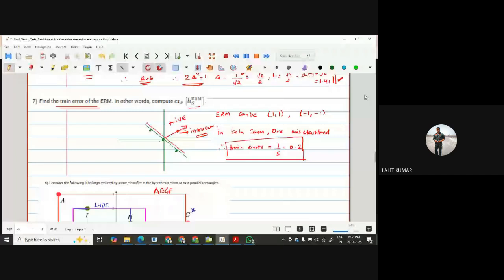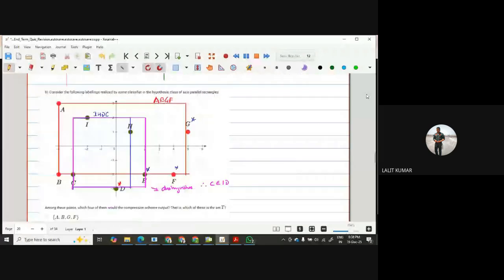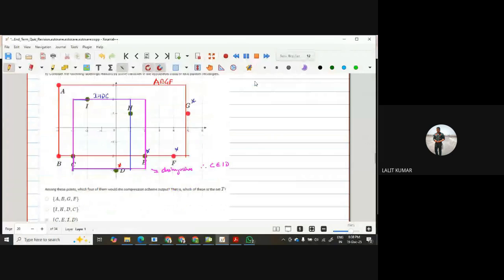So consider the following labelings realized by some classifier. It is very, very easy. You just take it and see whether both the classes are getting distinguished or not. So if we check, for example, A, B, G, F, so if we take A, B, here G, and we are taking F, now see here, it includes red also, it includes green also, so it is not distinguishing.